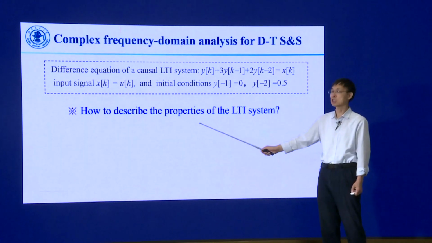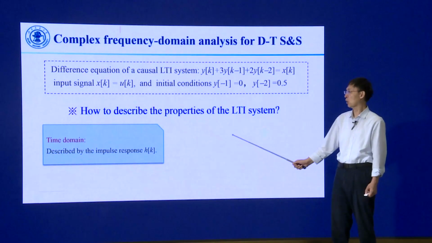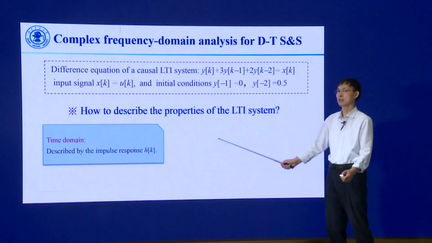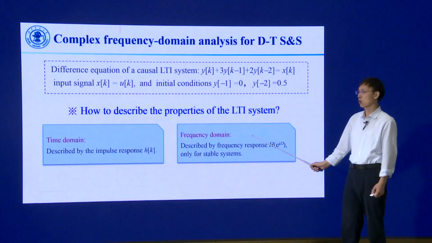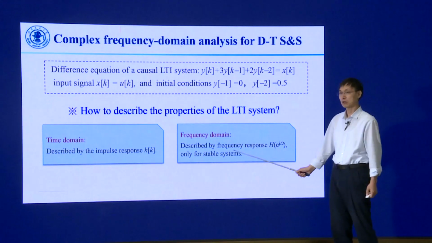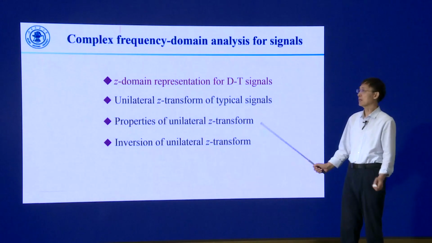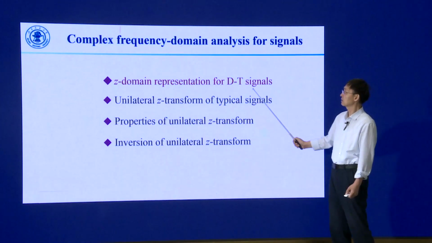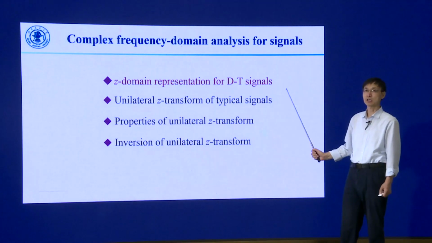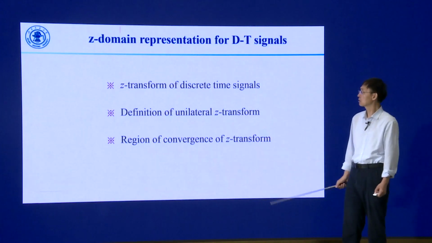Similarly, how to describe the properties of this system? In time domain, we can describe the system by impulse response, but sometimes it's difficult. In frequency domain, we can describe the system by frequency response, but we need the system to be stable. In this lecture, we will study these contents. First, we will discuss the Z-domain representation for discrete time signals. First, we will discuss the Z transform of discrete time signals.